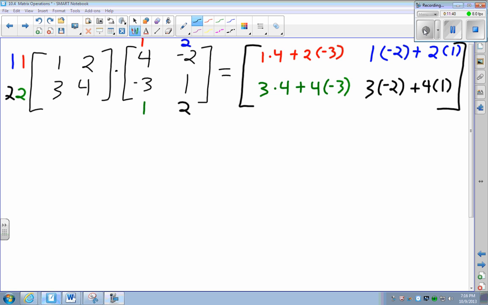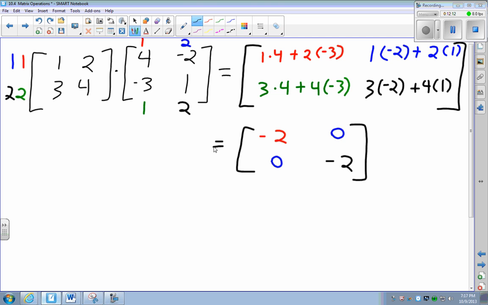All right, so the only thing we have to do now is combine everything. Simplify, if you may. So up here we'll get negative 2. And up here we'll get 0. And then here we will get 0 also. And here we'll also get negative 2. Okay, so that'll be our final answer.